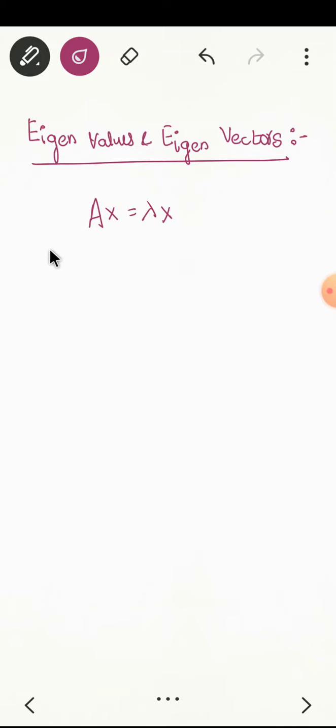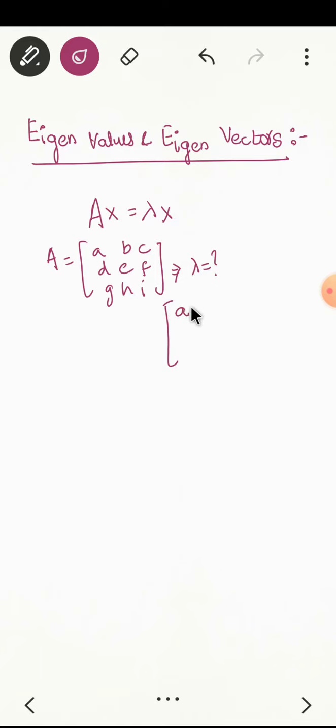Whenever they have given some matrix A which has a, b, c, d, e, f, g, h, i, and you want to find eigenvalues and eigenvectors, first you have to find the eigenvalues. How are you going to find them? Wherever the diagonal is there, you have to subtract lambda: a minus lambda, b, c, d, e minus lambda, f, g, h, i minus lambda.